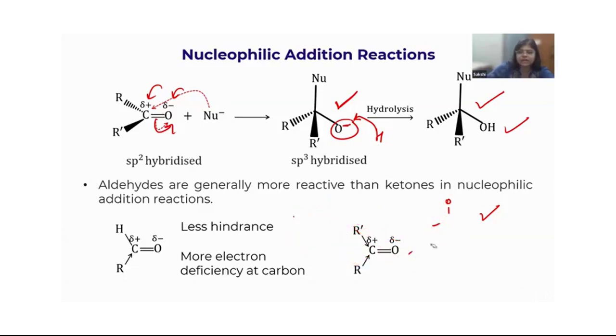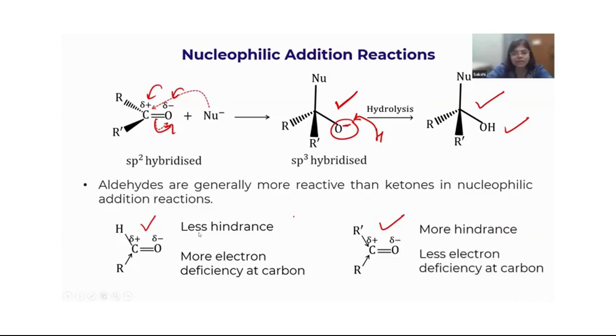So in this slide, there is a ketone, here there is an aldehyde. Basically, there is less hindrance here for the nucleophile to come and attack. But in the case of ketone, there is more hindrance and less electron deficiency at carbon, right? Less electron deficiency means now it has more electron density because of the donating nature of the alkyl groups. So this affects the rate of the nucleophilic addition reactions.